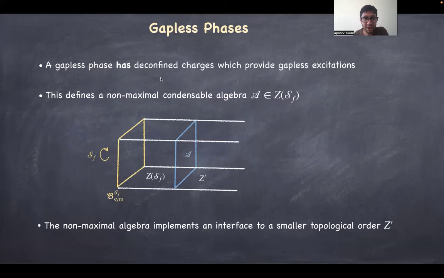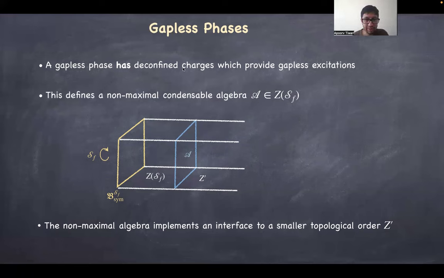Gapless phases instead may have deconfined charges which provide the gapless excitations. In general, one can also have some gapless theory where all the gapless excitations are trivially charged under the symmetry. And in this case, one can always gap these out while preserving the symmetry. So symmetry imposed gaplessness is implemented by deconfined charges.